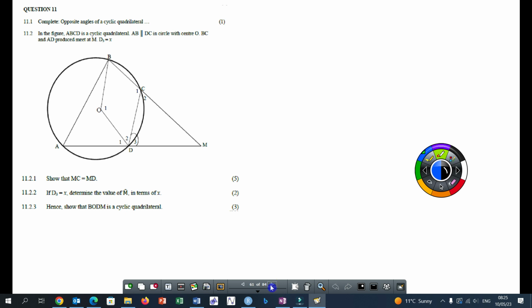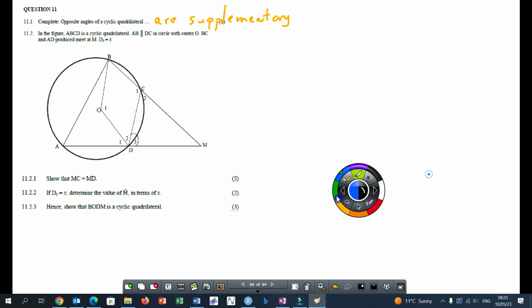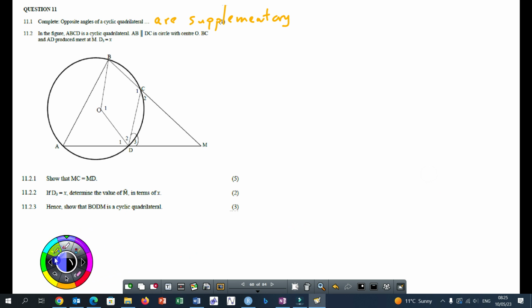The answering of this one. Now, the first part of the question says, show that MC is equal to MD, and it's 5 marks there, right? Which means the question requires you to write some statements and reasons until you come up to the conclusion that MC is equal to MD, right? So, I'm not sure how you did it, but this is how you're supposed to do the question.